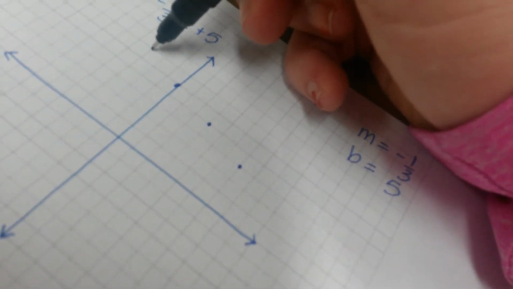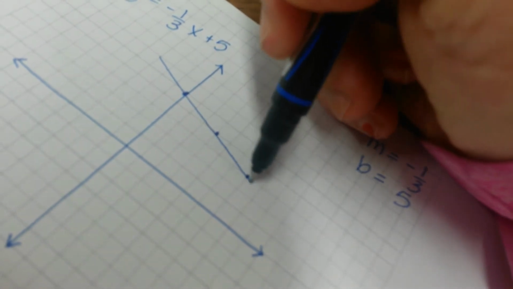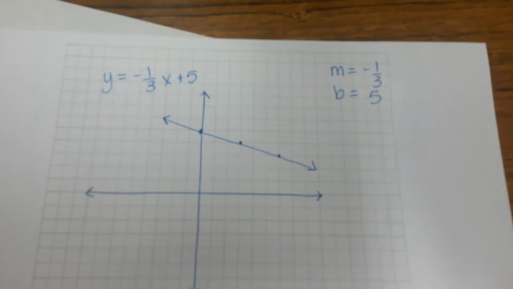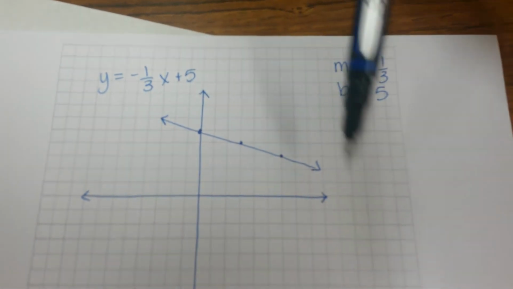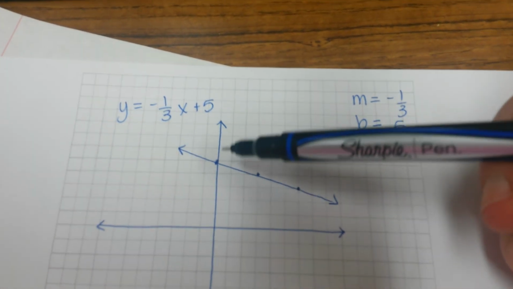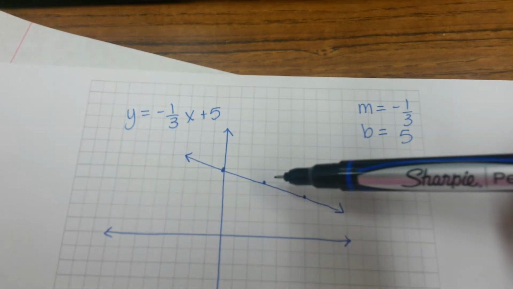So now I'm going to connect these dots, and there's my line. And you can see by looking at it from left to right, the slope is going down. You can see this crosses at y = 5, and you can see my slope is -1/3.